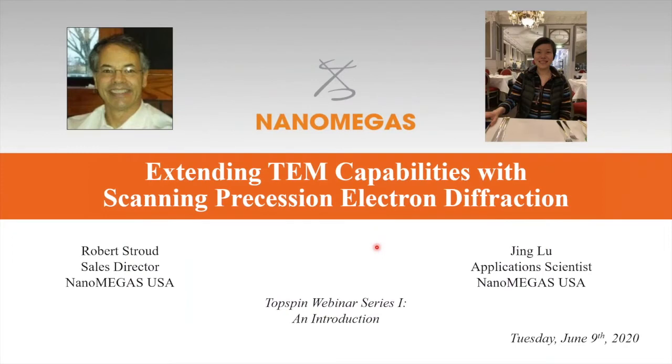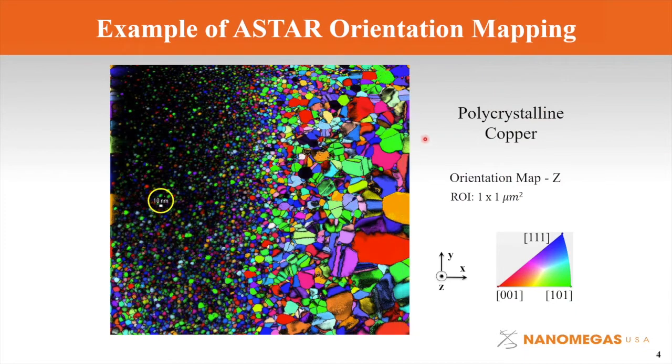Like Robert mentioned, today I'd like to share with you how scanning precession electron diffraction could extend your TEM's capabilities. Let's start with some examples. The first example is ASTAR orientation mapping of a polycrystalline copper material along the Z direction. Z is perpendicular to the screen, pointing outward. The orientation is color-coded and the legend is shown on the right. So let's take this large red. Green, for example, is oriented close to the 001 zone axis.